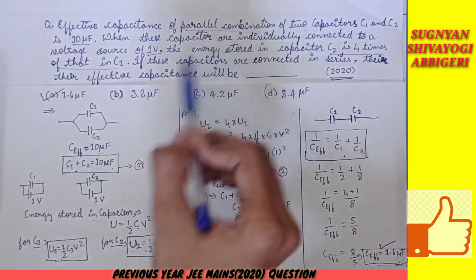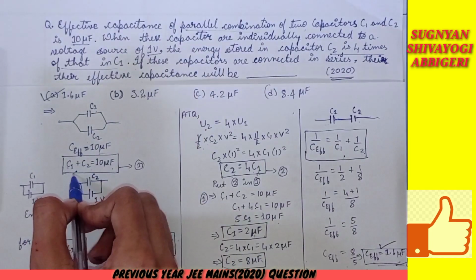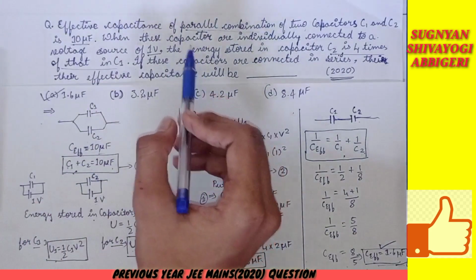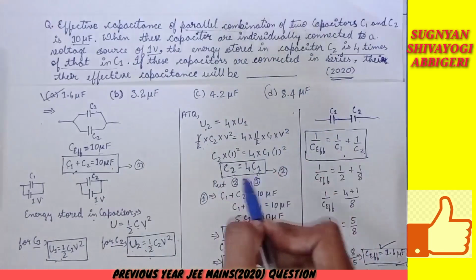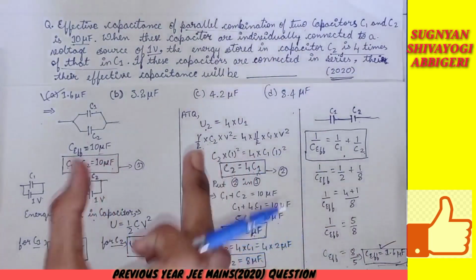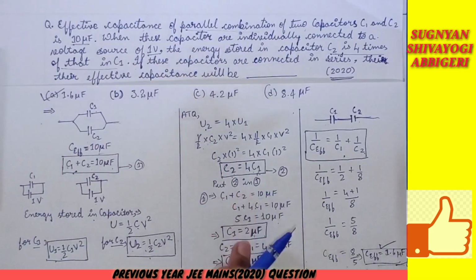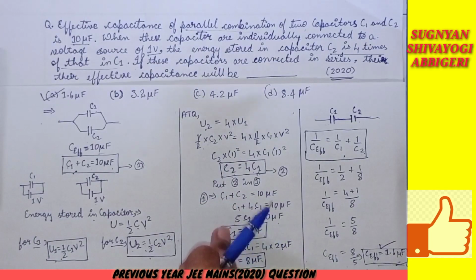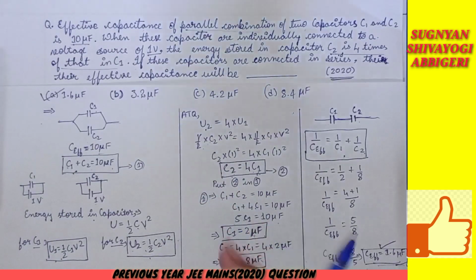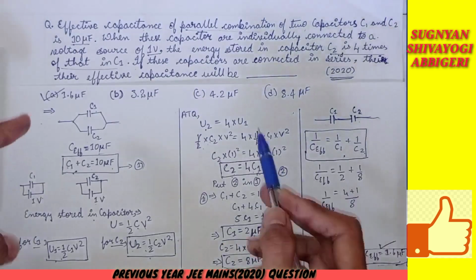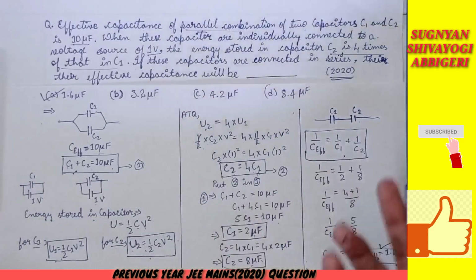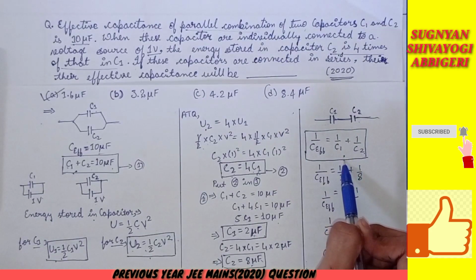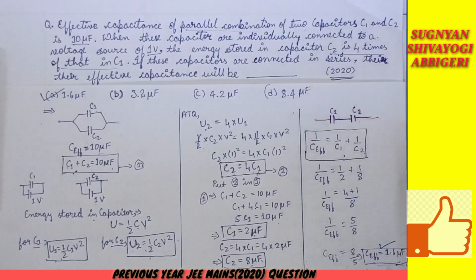First we had a situation of parallel combination. We found an equation. Then we had the situation when the capacitors were individually connected to a battery and energy stored, so we got these equations. We related them here, and we got the capacitances of the two capacitors as 2 and 8 mu farads respectively. So after analyzing these two equations, we got the capacitances, and finally we put them in the series combination formula, and again we got the final answer.